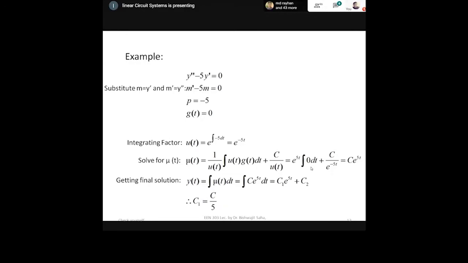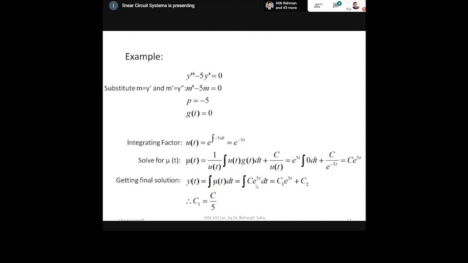And finally, sir, integration of c by e to the power minus 5t. I understand, there is no integration in the c term, sir. Integration has been finished for the earlier term. So from c divided by e to the power minus 5t it becomes e to the power 5t times c. Sir, C1 equals C by 5. In this slide, C1 equals C by 5.